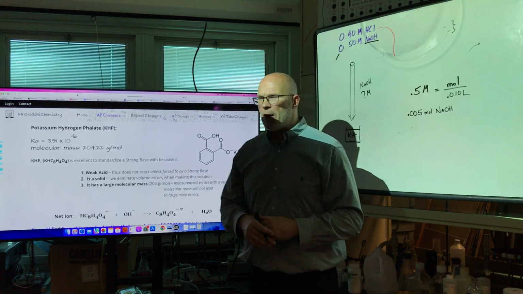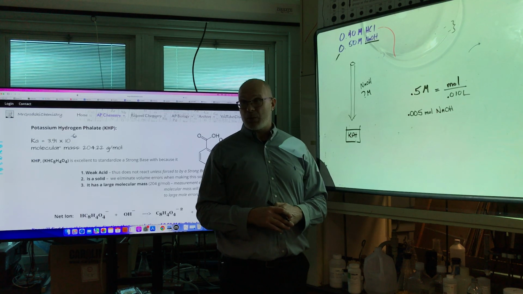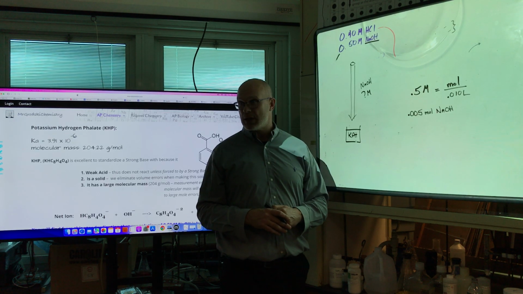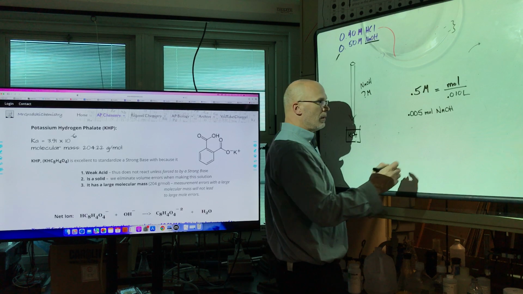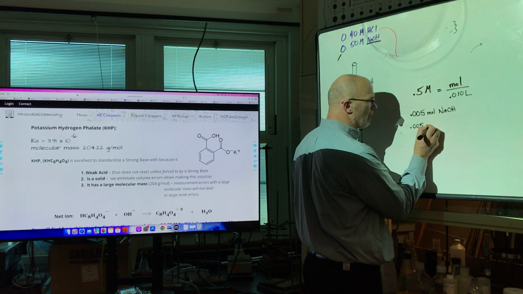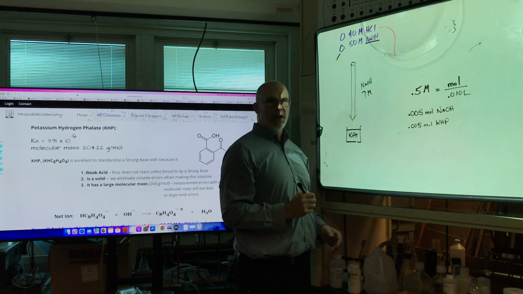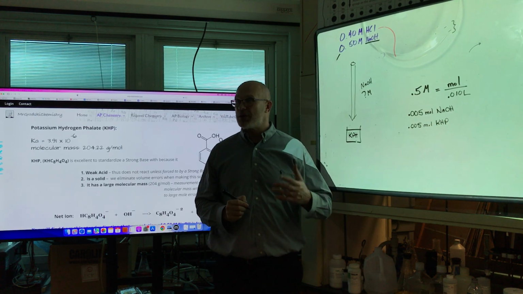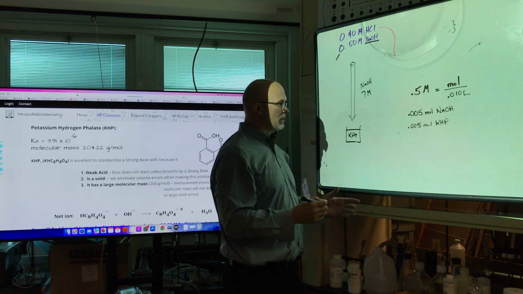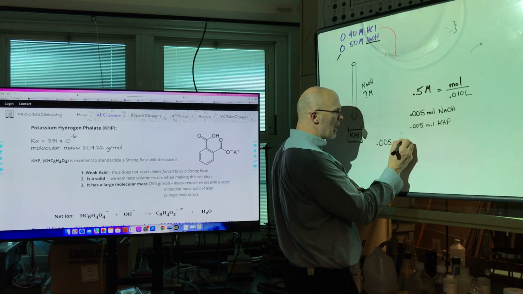Now, check it out. Doesn't that have to equal the KHP at equivalence? So we need approximately 0.005 moles of KHP. Here's the cool part. All we have to do is find the grams of that. So we take 0.005 mole of KHP.